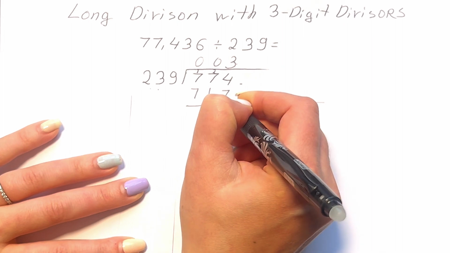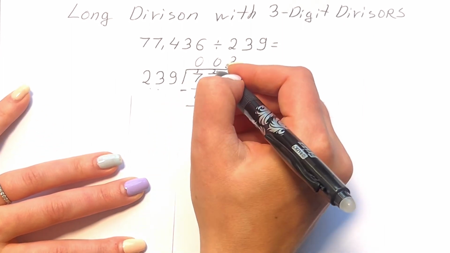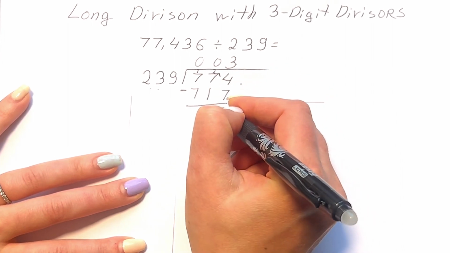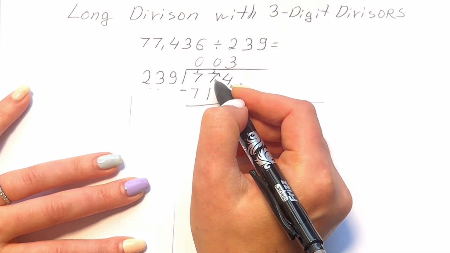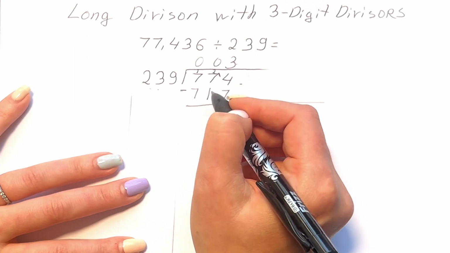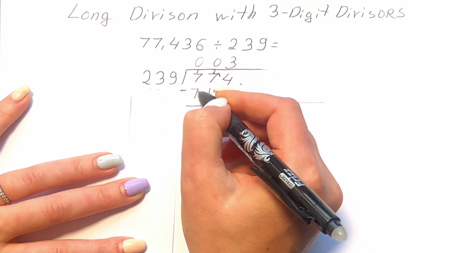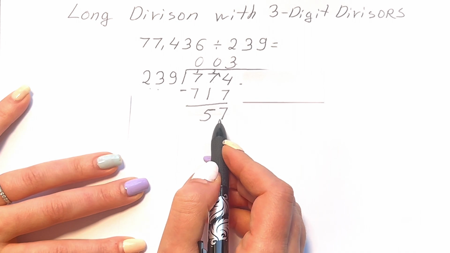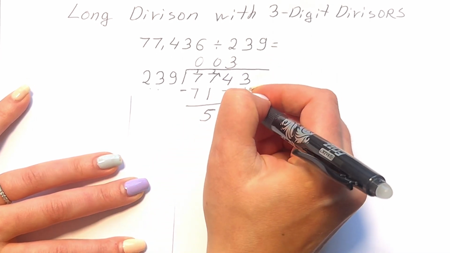Let's subtract to get the remainder. 4 minus 7, I can't do that. I'm gonna borrow from the tens place. 14 minus 7 is 7. Now, because there's a borrowing sign on the top of this 7, it's 1 digit less. It's 6. 6 minus 1 is 5. 7 minus 7 is 0. So the remainder will be 57. Let's bring down the next digit, which is 3.